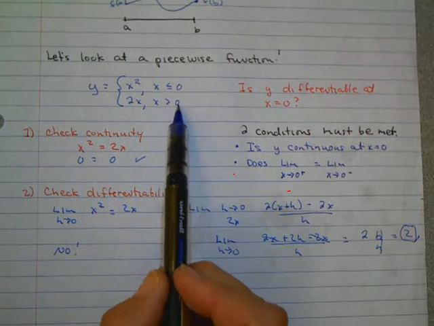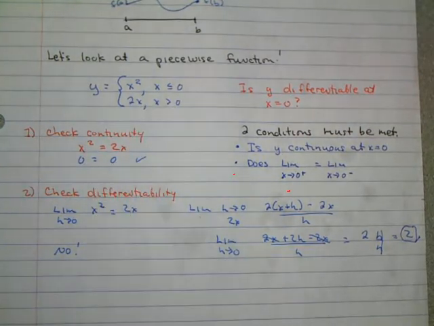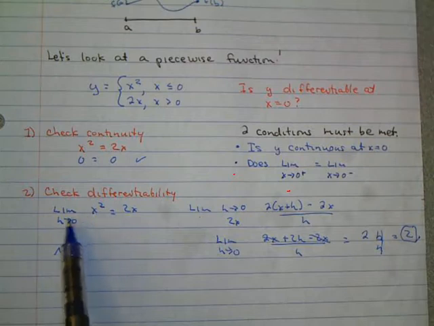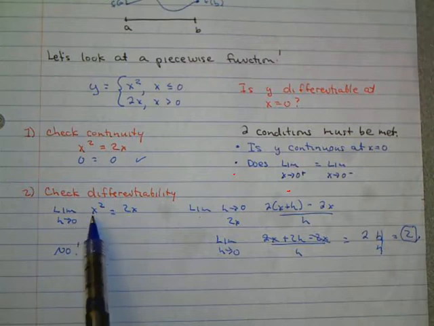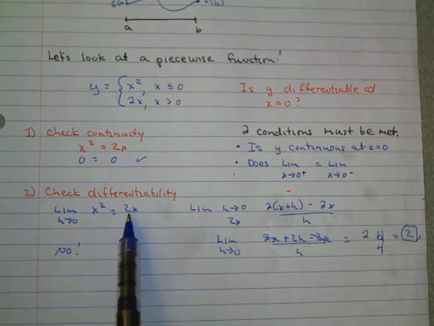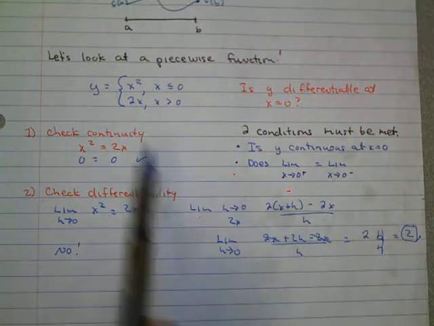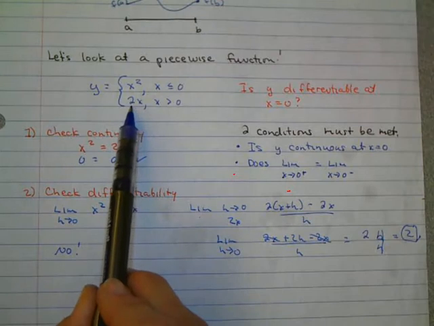So to check continuity, we do it just like we did in Chapters 1 and 2. We just take this point, we plug it in here, we plug it in here. If it's the same y value, we know it's continuous. So that's all good. But then to check differentiability, is the limit from the right equal to the limit from the left at 0? And in this case, we know that the limit as h approaches 0 for x squared is going to be 2x. So if you put in 0 there, it equals 0.